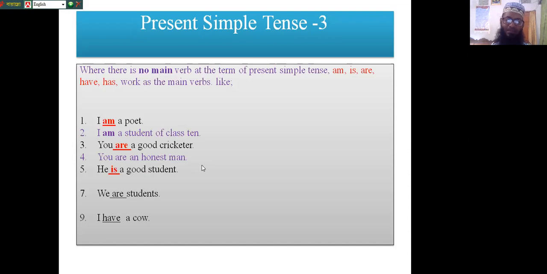You are an honest man. There is no verb; are is the main verb. He is a good student. There is no verb; is is the main verb. She is a good singer. There is no verb; is is the main verb. We are students. Are is the main verb. He, she has a pen, has is the main verb. I have a cow, have is the main verb. Okay, understand?